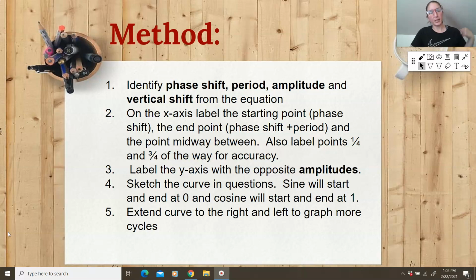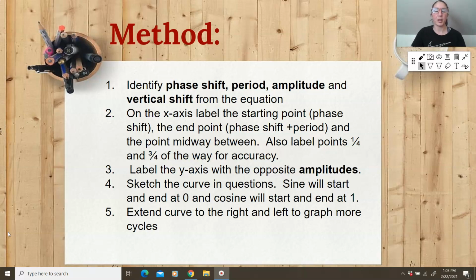We're going to be given an equation of either sine or cosine, and the first thing we want to do is identify these properties. What's the phase shift? What's the period? What's the amplitude? What's the vertical shift? If we remember, all of these were dependent on the variables in the equation. So after we pluck those out of the equation, we'll have a list of all these properties.